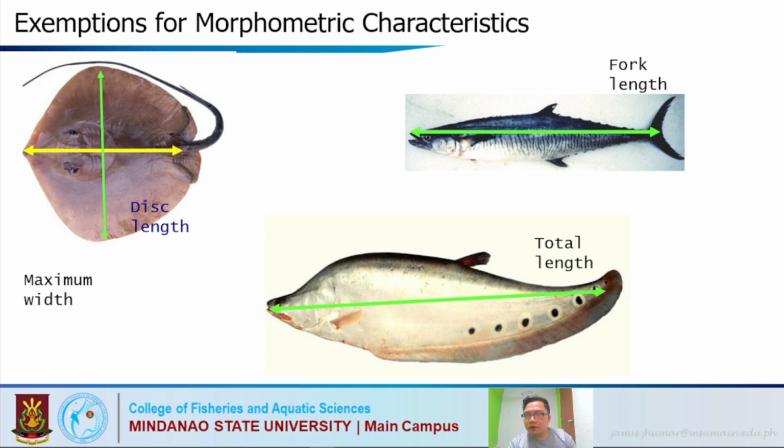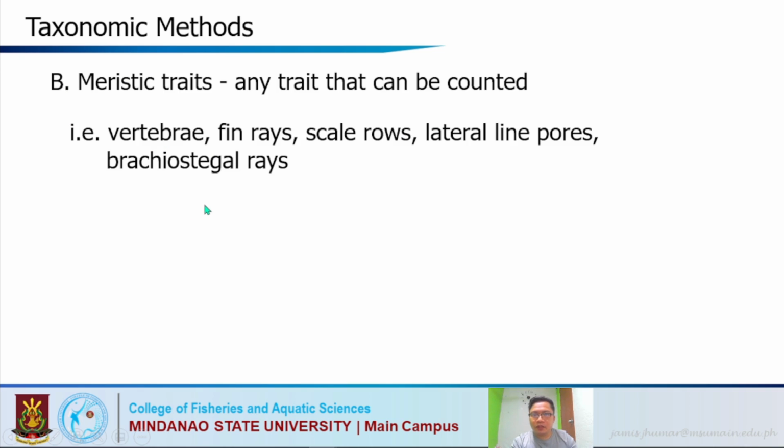Instead of total length, we have what we call disc length for those rays and skates. And then fork length for the mackerels. This is them, from the tip of the mouth towards the base of the caudal fin. And then this is the total length also for this kind of species. And then some important information.